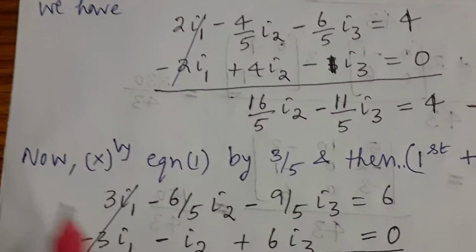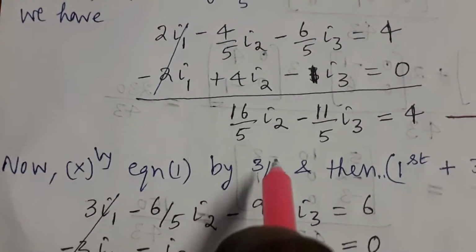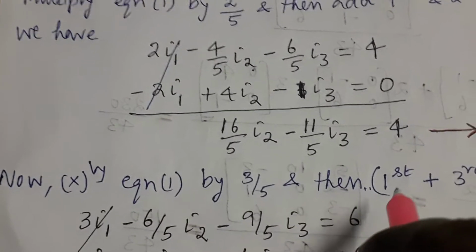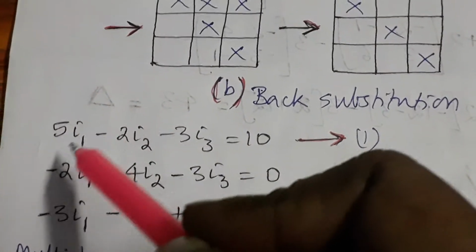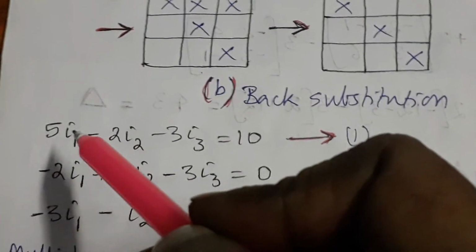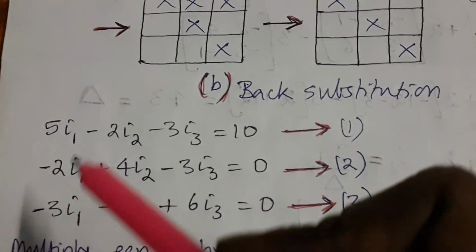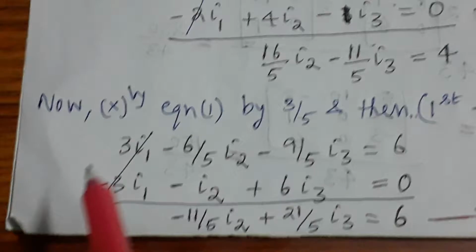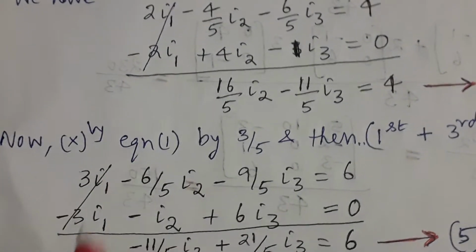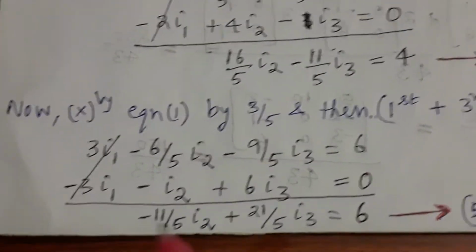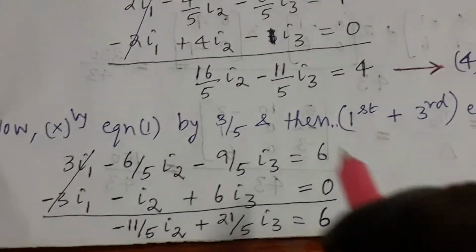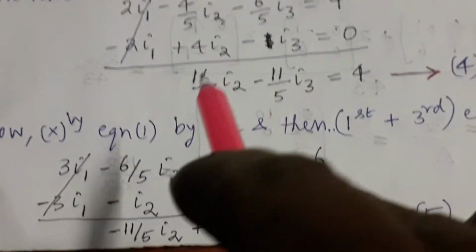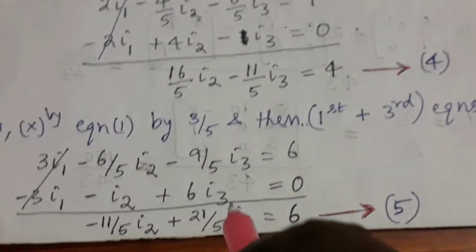Next, multiply equation 1 by 3 by 5, and then we have to add first and the third equation. When you multiply this 3 by 5 means what? 5 will get cancelled, we get 3I1. We are now concerned with 1 and 3. First we are concerned with 1 and 2. Now 1 and 3. When you do that, again the first terms will get cancelled. We are adding and then simplify and write it as equation number 5. Now we have two variables, two equations, 4 and 5 with two unknowns.